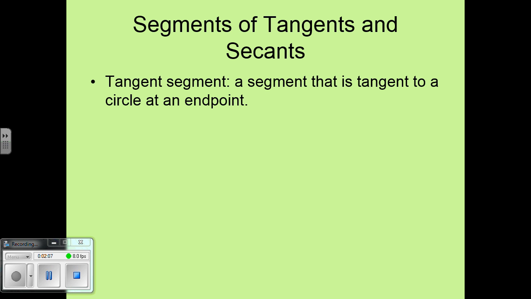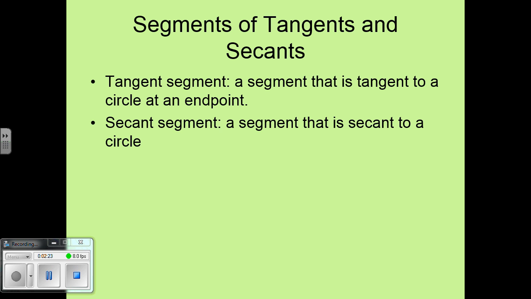So we're still going to have a tangent segment. That's the segment that is tangent to the circle at an endpoint. So it's still intersecting the circle only once, and it has this one endpoint on the circle. Then a secant is basically still the same thing as a secant line, where you are still hitting the circle twice, but it's going to look a little different in terms of a segment. I'll show you a picture in just a second, but just remember, tangent, it's hitting once; secant, it's still hitting twice.